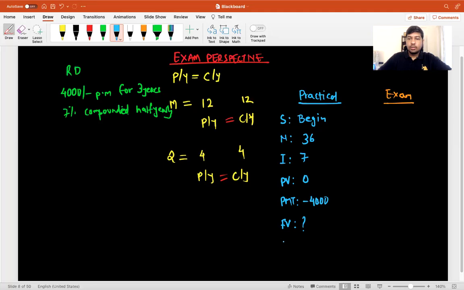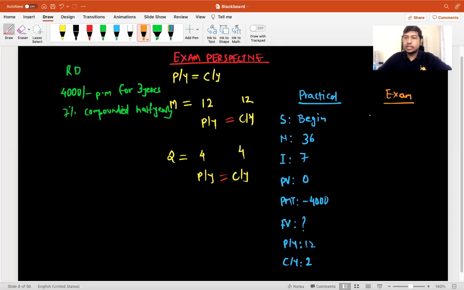P by Y will be 12. Why 12? Because these are monthly recurring deposits. So in 1 year, there'll be 12 installments. And C by Y will be 2. Why 2? Because these are compounded half yearly. That's where it will be 2.